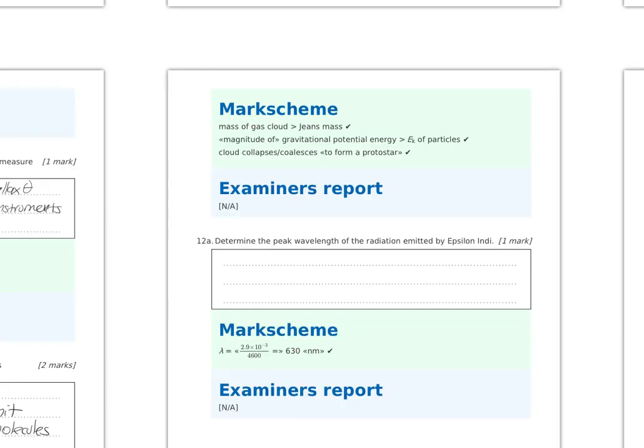And we see that here in the mark scheme. The mass of the gas cloud is greater than the Jeans mass. Gravitational potential energy is greater than the average kinetic energy of the particles. And so the cloud collapses to make a protostar.